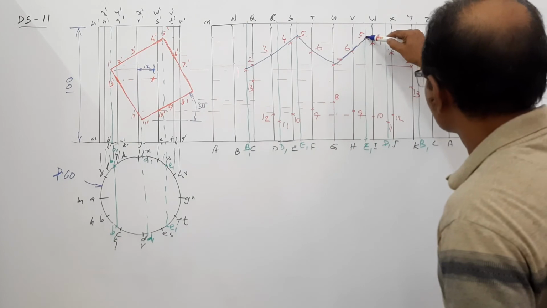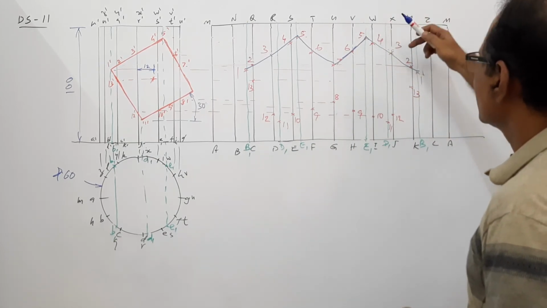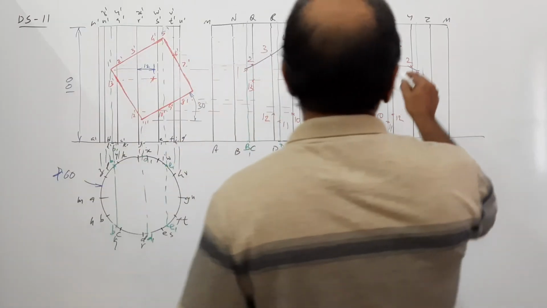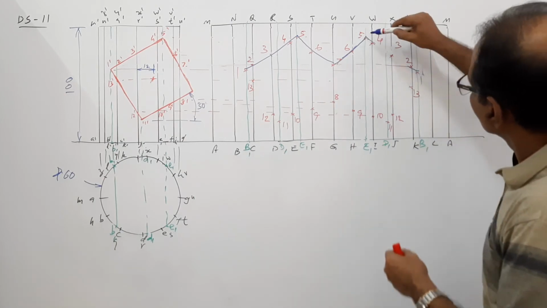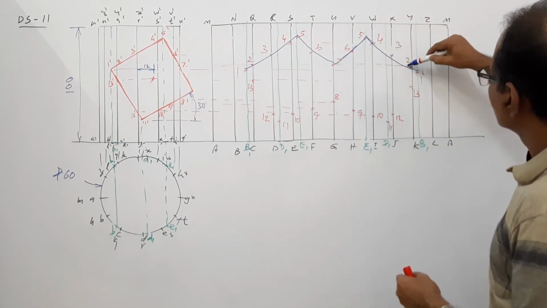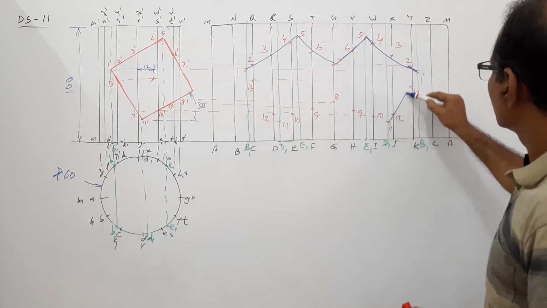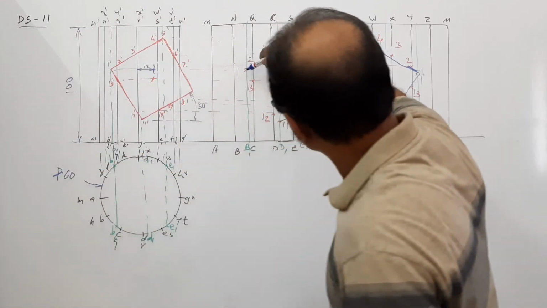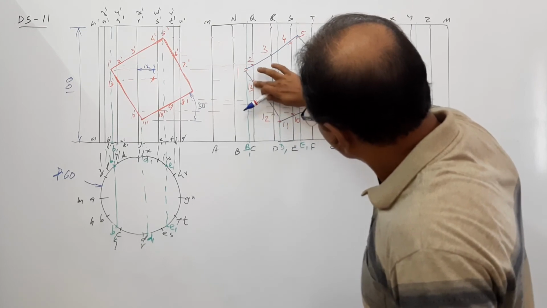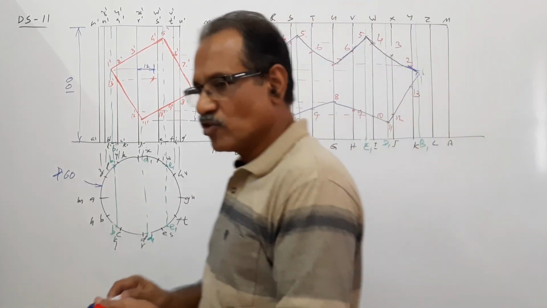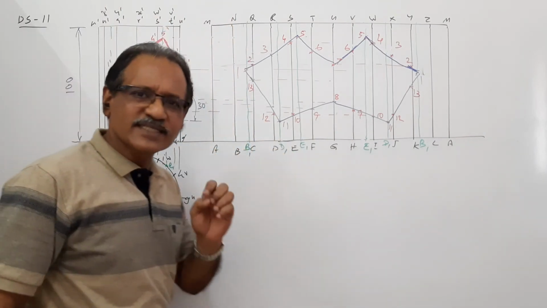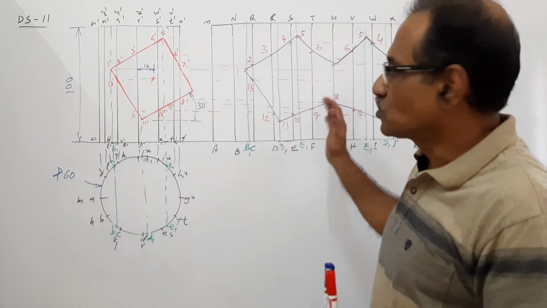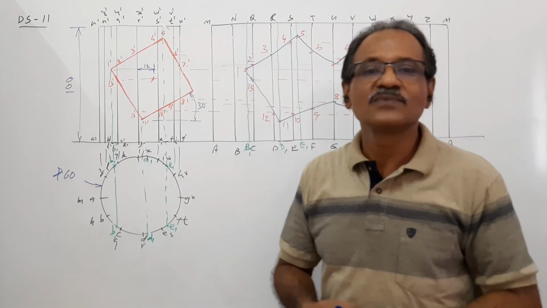1, 2, 3, 4, 5, 6, 7. This has to be curved like this. I am not getting the curve properly because of the position of point 3. Point 3 needs to be further down. Point 3 most probably will be somewhere here so that I can get the curve properly. Because it warrants a lot of care. I hope you understand.